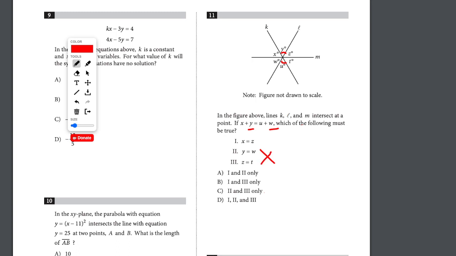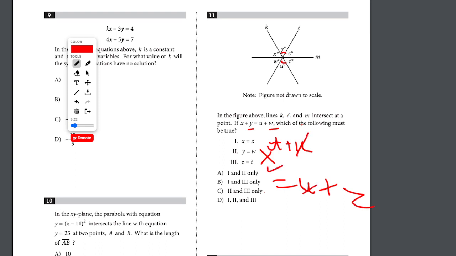The last one, Z equals T. Can we prove that? Well, let's find out. So let's say X, what is X equal to? X is equal to T. So I'm going to just substitute that in. Y again, I'm going to write as U. So we have T plus U, just rewriting the equation, is equal to U plus W. And what is W equal to? W is equal to Z. So cancel that. So yes, T is equal to Z.